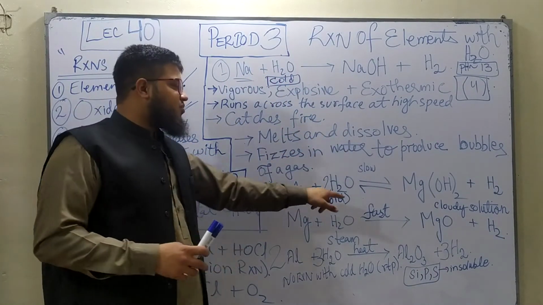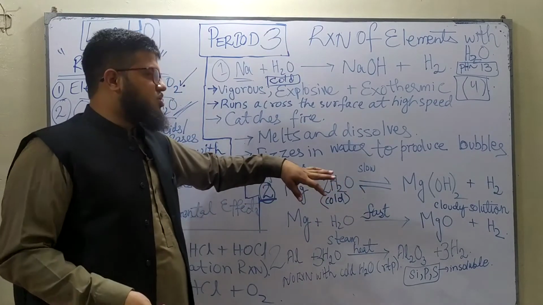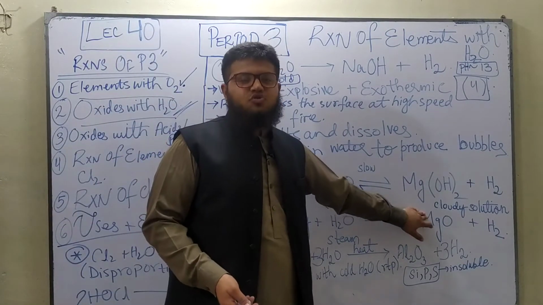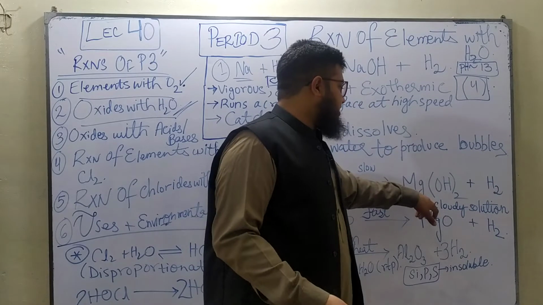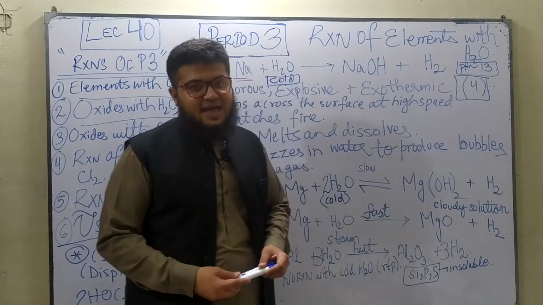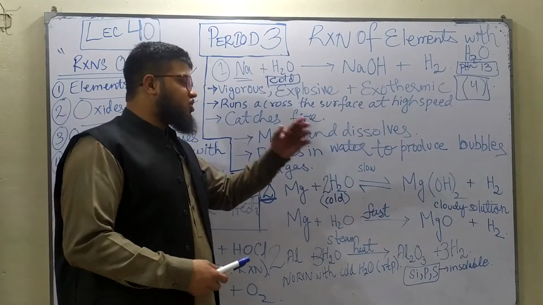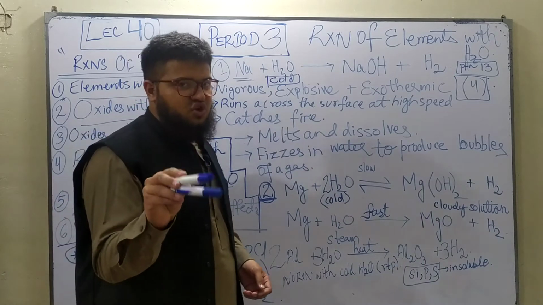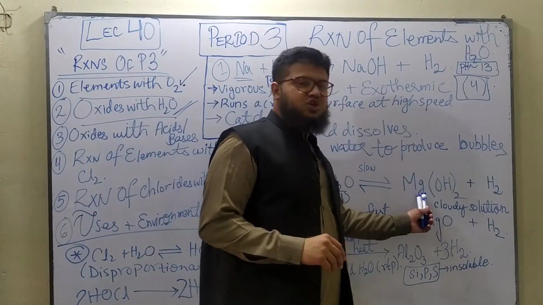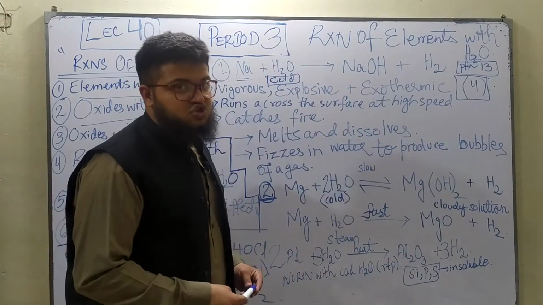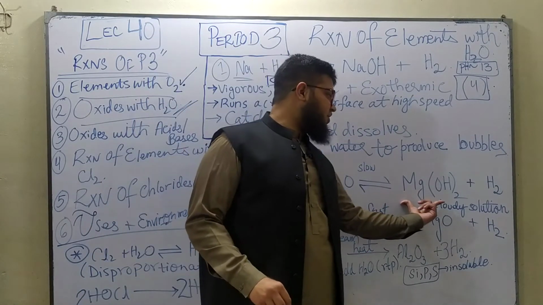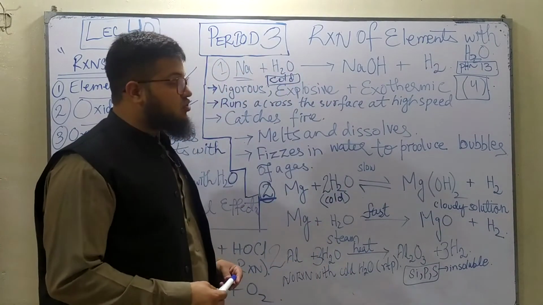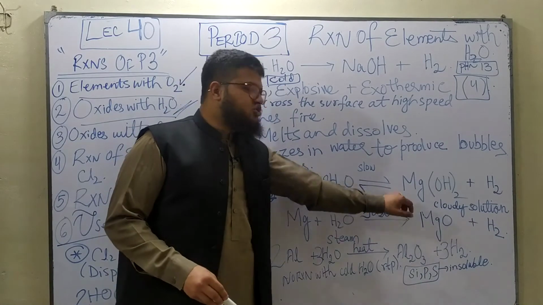Now, when magnesium reacts with that water at room temperature, there is a slow reaction and it produces a cloudy solution which contains magnesium hydroxide and hydrogen gas. Now this solution is cloudy because remember in the previous video I told you that magnesium hydroxide is slightly soluble or partially soluble in water. It does not fully dissolve in water and it precipitates out somewhat, so the solution remains cloudy.